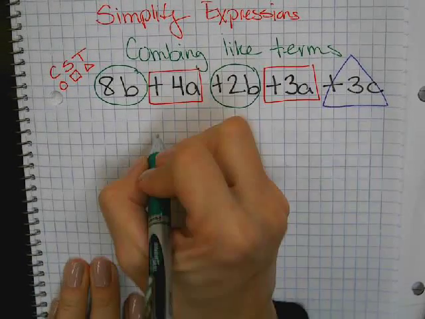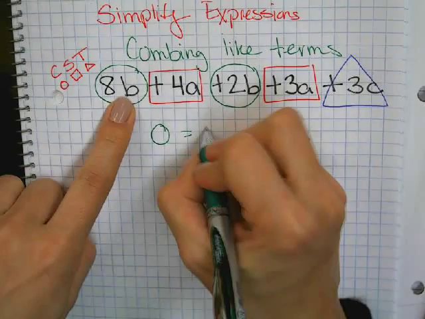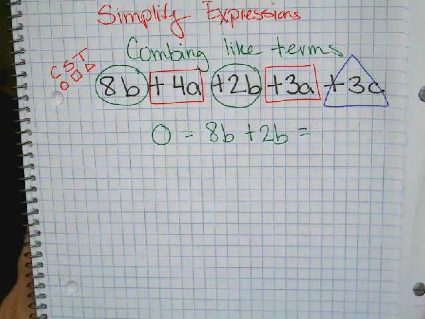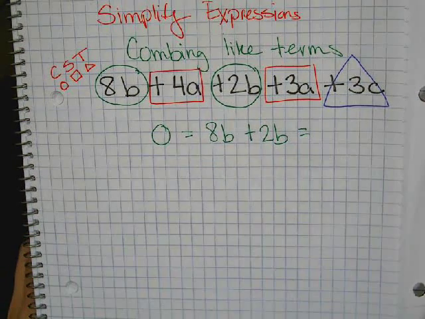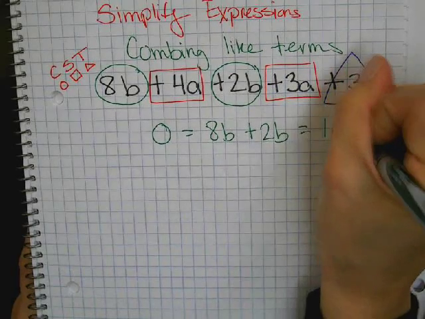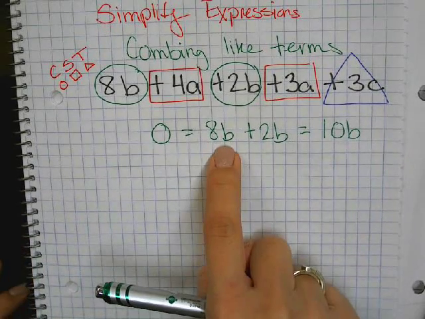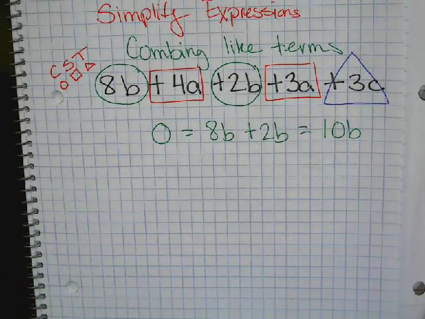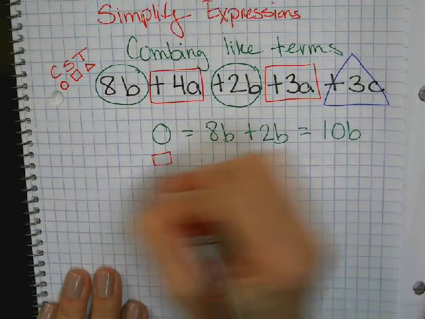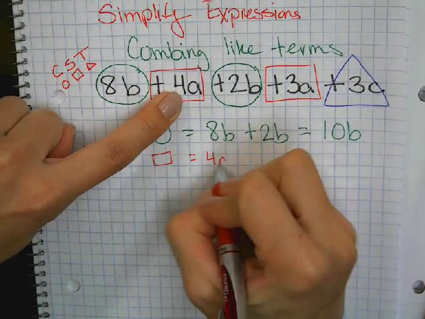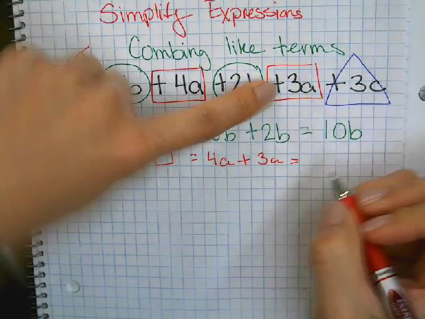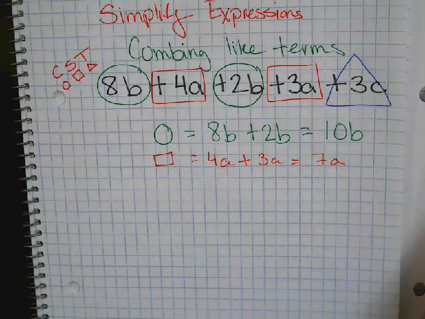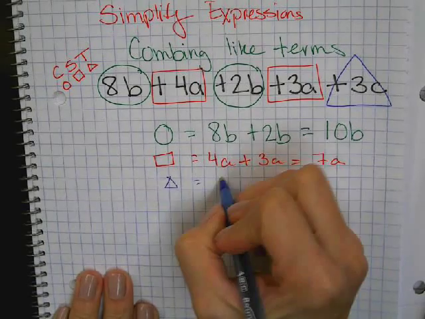So, the circles. Which term had a circle? 8b plus 2b. Now, what is 8b plus 2b? Yeah, it's like I have 8 bananas plus 2 bananas. Now I have 10 bananas. Alright? Square. What's in my squares? 4a plus 3a is equal to 7a. And the last one is my triangle, which is 3c.